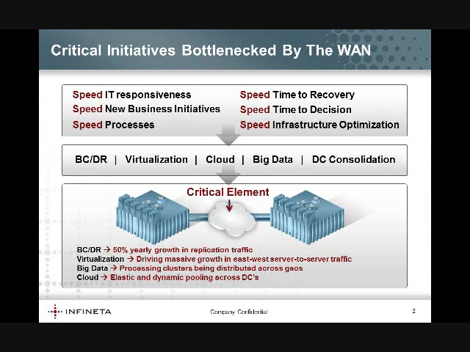Businesses are investing considerable resources to adopt strategies to speed up business processes. Their goals are minimizing time to recovery and optimizing their overall infrastructures. Business initiatives tend to lead to IT initiatives such as business continuity, data center consolidation, virtualization, and big data adoption. For all of these initiatives, the WAN, the wide area network, is the key element.